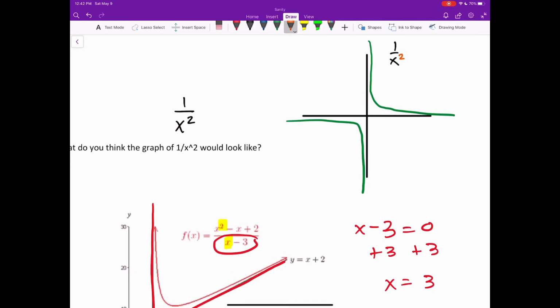All right. So what would happen? What do you think the graph of 1 over x squared would look like?